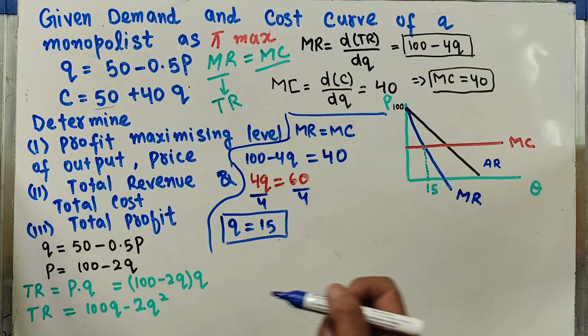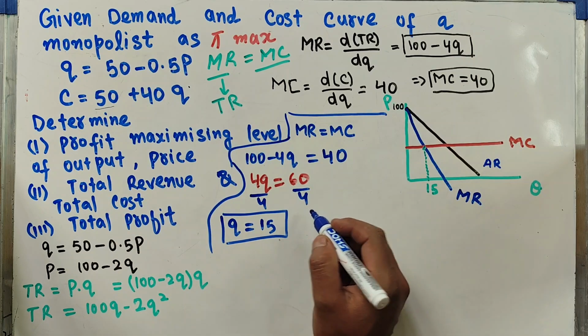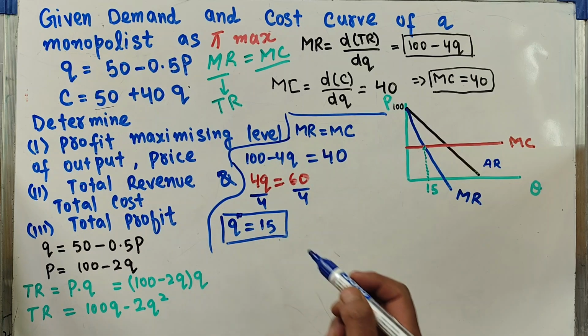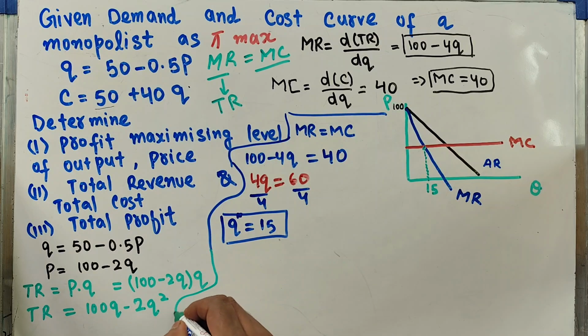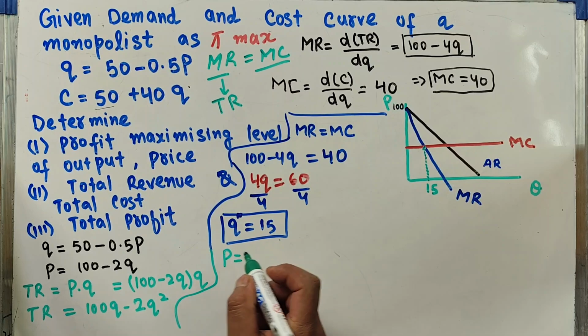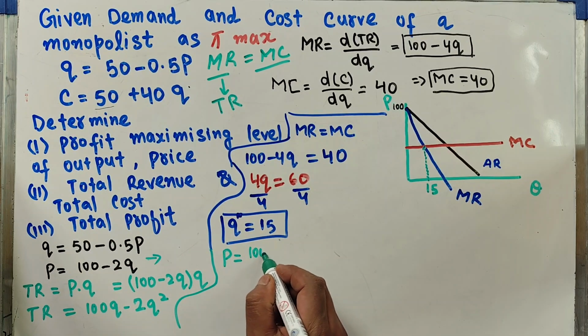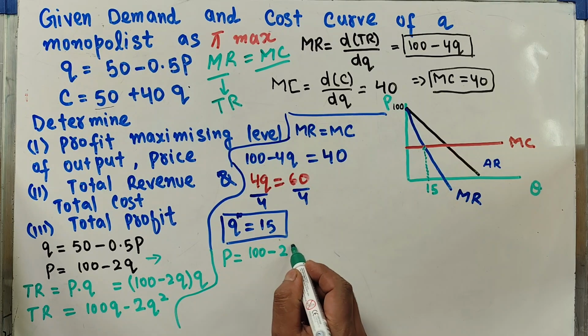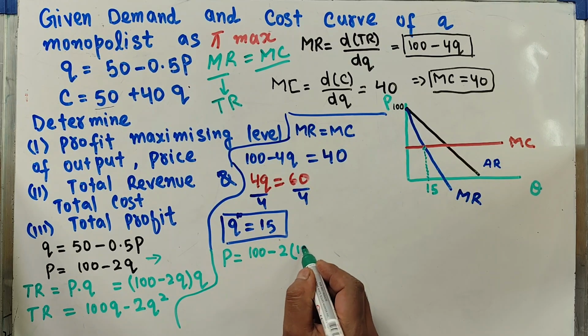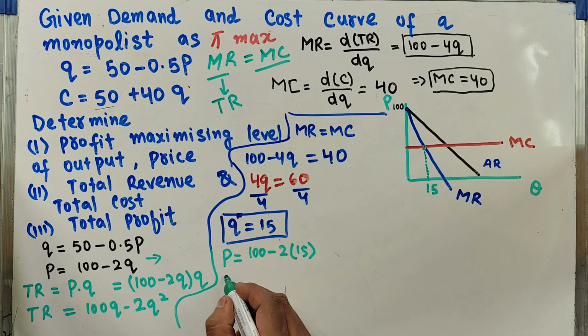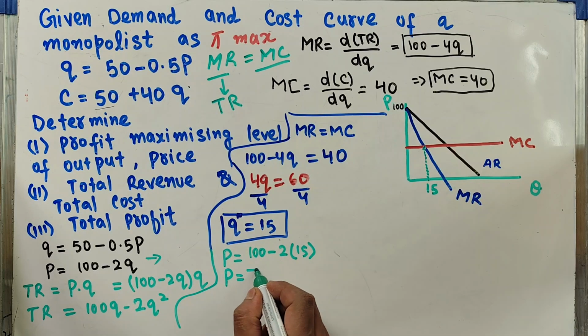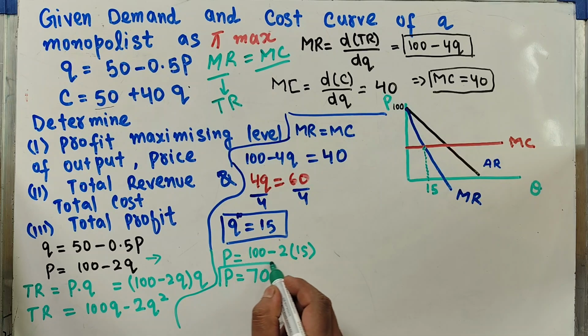Now what about the price? We simply plug this profit maximizing level of output into the inverse demand function to find the profit maximizing price. So P will be equal to 100 minus 2 times Q, which is 15. So this becomes 100 minus 30, which is 70. So the profit maximizing price will be equal to 70.